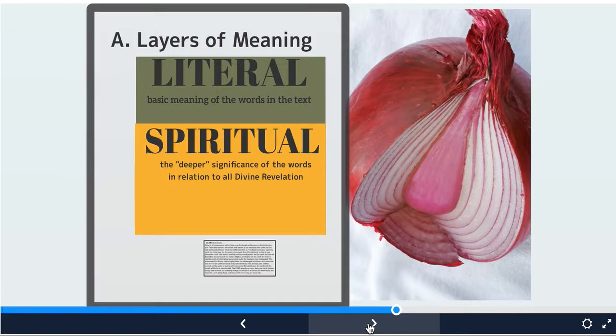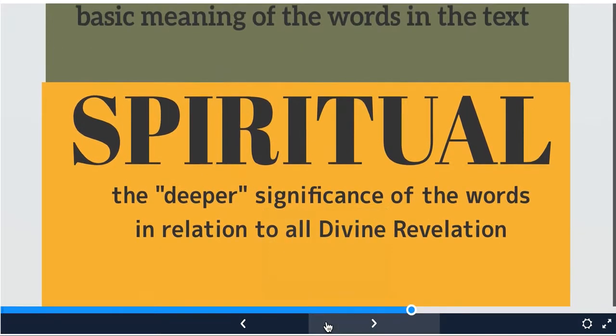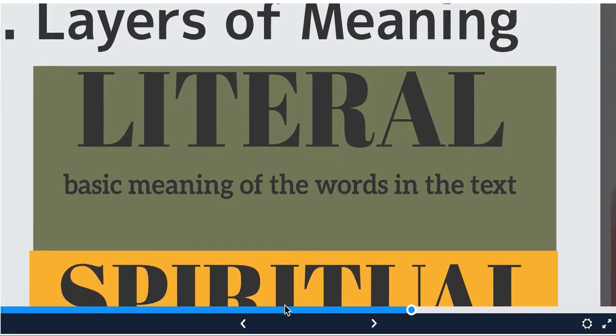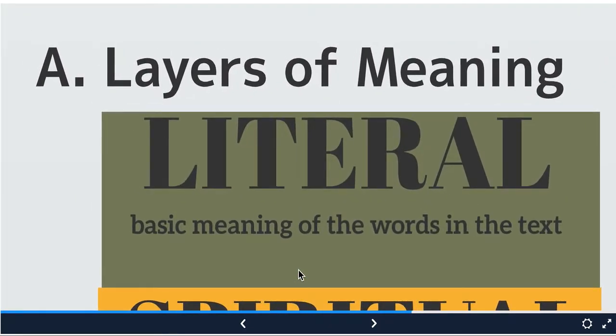When it says literal meaning, it doesn't mean that it literally happened. The literal sense is really just the basic meaning of the words on the page. Regardless of whether or not they happened, there's a literal meaning.